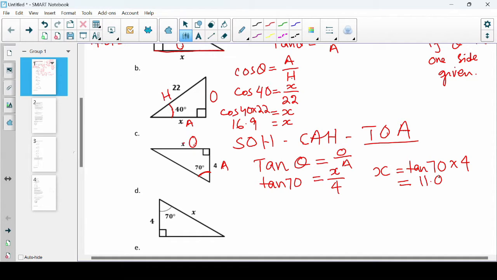11.0, 10.98, or we can also write it as, if this is 8, we change this 9 into 10, so that makes us 11.